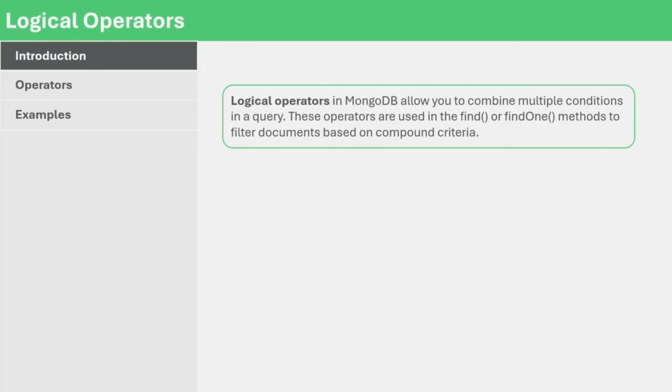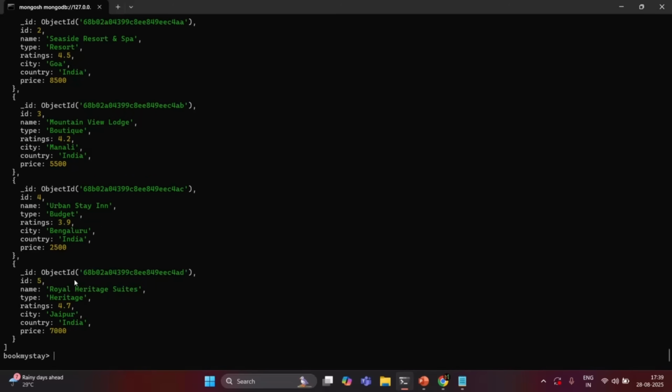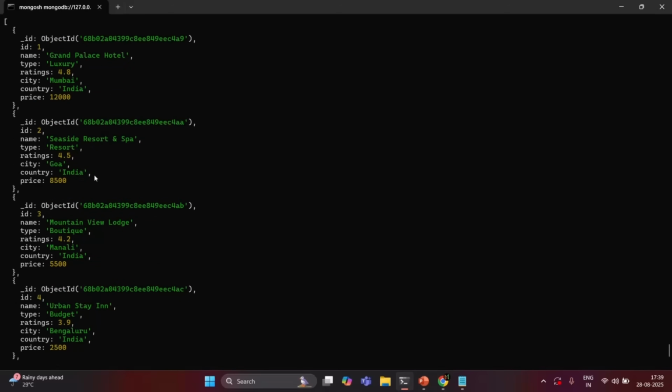Now for the logical operators, we have four logical operators in MongoDB. We have AND, OR, NOR, and NOT. Let's try to understand these logical operators one by one with an example. So let's go to the Mongo shell. There, first of all, let me query the hotels collection. For that, on the hotels collection, I'm going to use the find method without passing any filter query. So it has returned us all the 5 hotel documents.